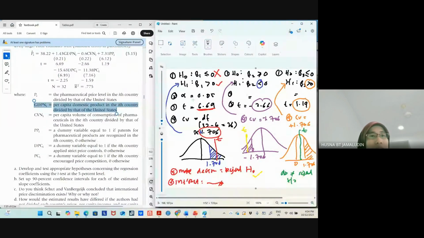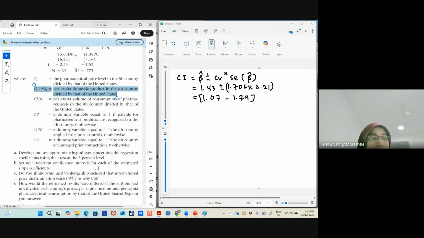So remember, this is our first independent variable. So we got it, reject H naught. So you are saying that, of course, price discrimination exists. Okay, so we have answered this question. Why? Because we have found it to be statistically significant, and it follows our expected sign. We expect that it should be positive. It is positive as well as significant. That is the answer.